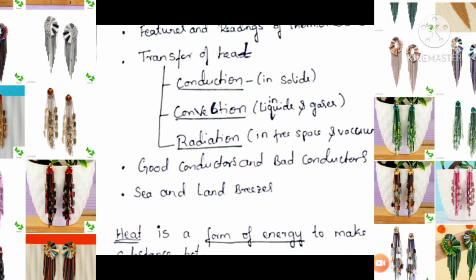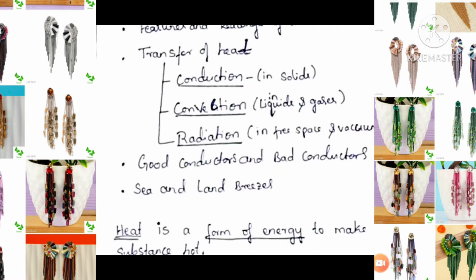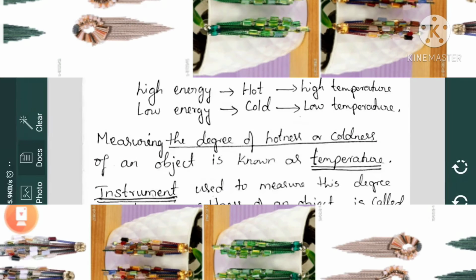So, what is heat? Heat is a form of energy to make a substance hot or cold. When heat is high, that is, when high energy is there, then we feel it hot. At that time, when we measure, the temperature will be high. When we feel low energy, that means it is cold, not too hot, not too cold.